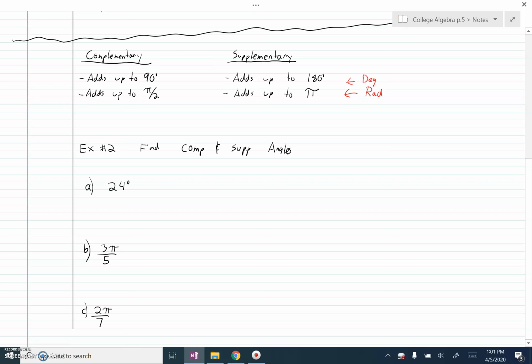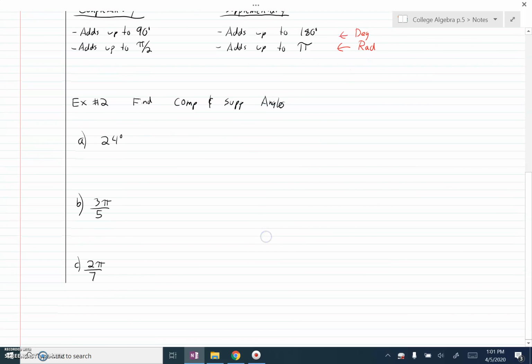So on this next example, we have find complementary and supplementary angles for each set. If I have 24 degrees, if we're trying to add up to complementary, so let's write complementary here. Complementary means the two angles will add up to 90. So if one's 24, that's pretty simple. Looking back at our geometry skills, we would subtract the 24 to get left over 66. So the other complementary angle would be 66 degrees because those two angles would add up to 90. So that's not bad.